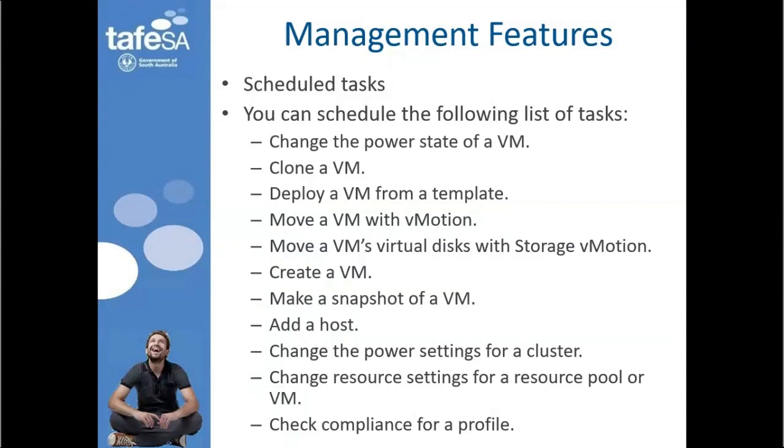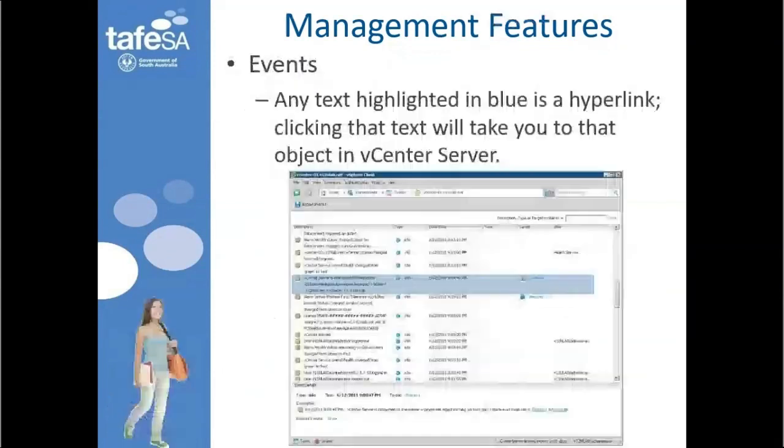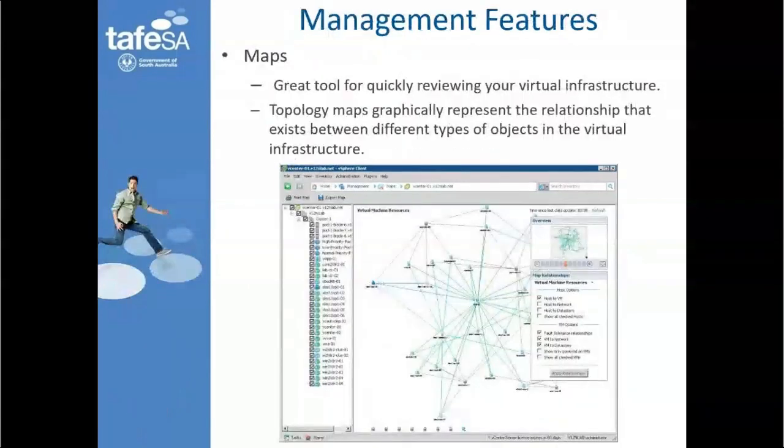The task could be any of these: create VMs, delete VMs, clone VMs, deploy VMs, etc. This is an example of some of the tasks you could be scheduling. Any of the text highlighted in blue is a hyperlink, and clicking on that text will take you to the object in the vCenter. We can also use this management feature called maps. It's not clear on here, but if we have storage, virtual switches, hosts, and VMs, how are they interconnected?